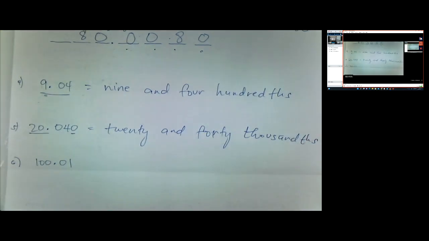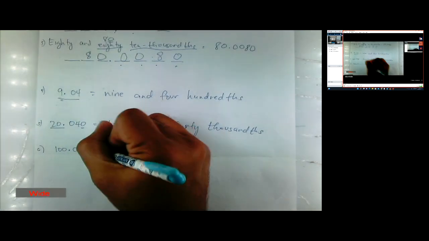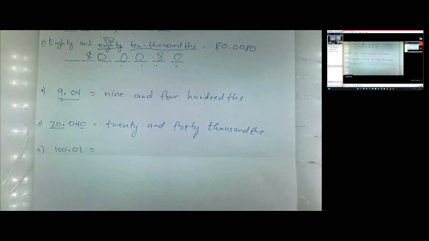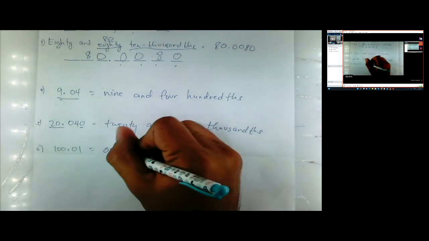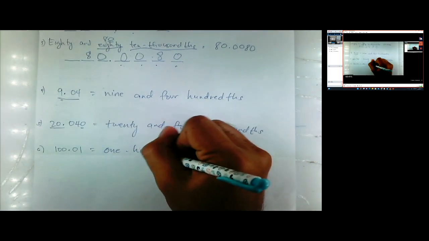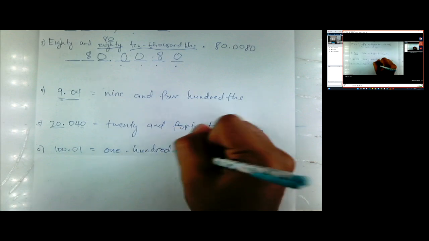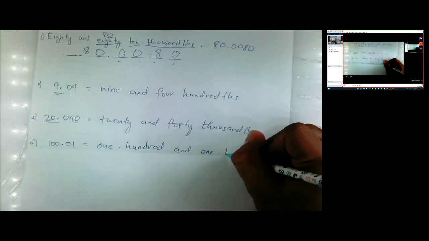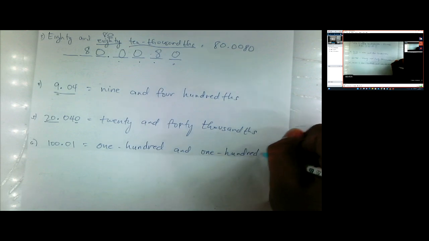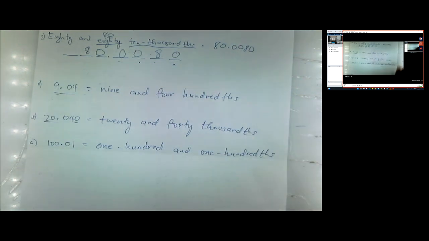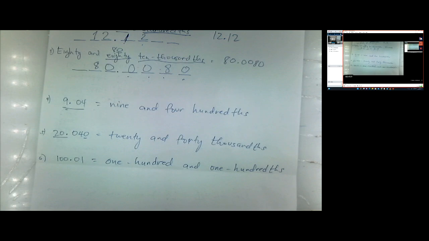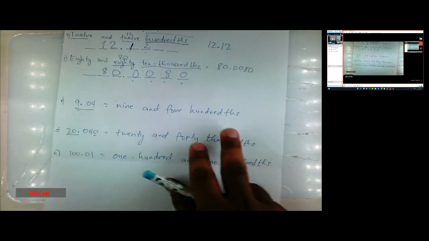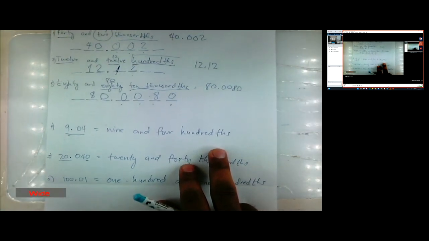And the last number is, how about this one? Number 6. How do you read it? 100 and 1 hundredths. Okay. So these are the answer.